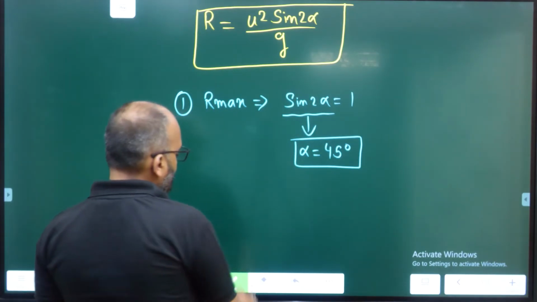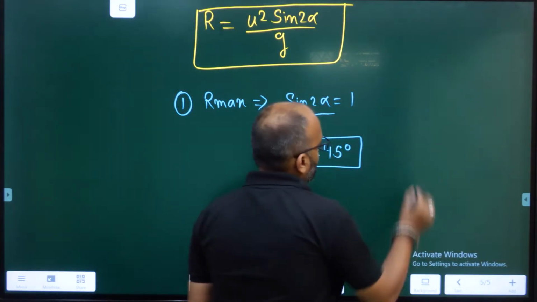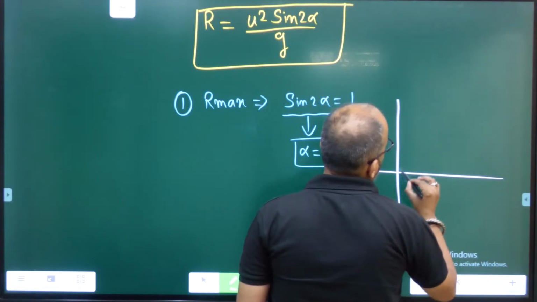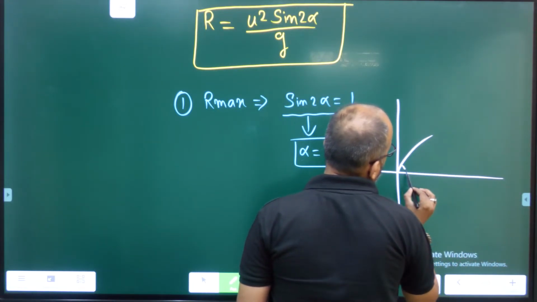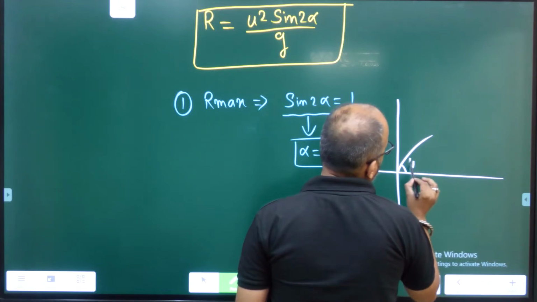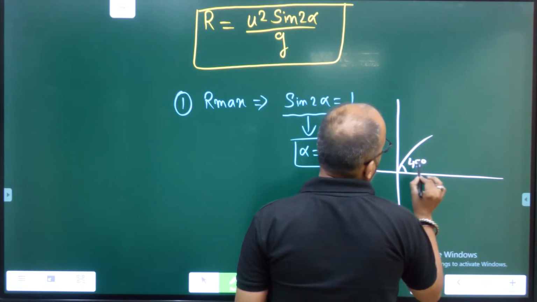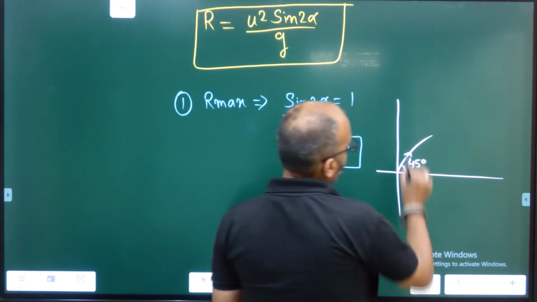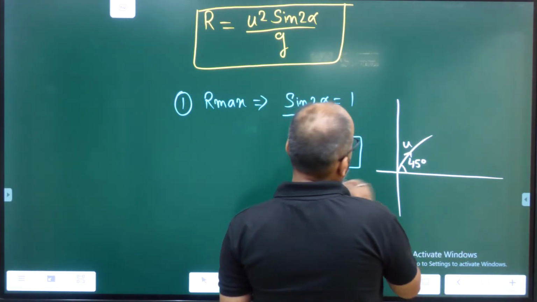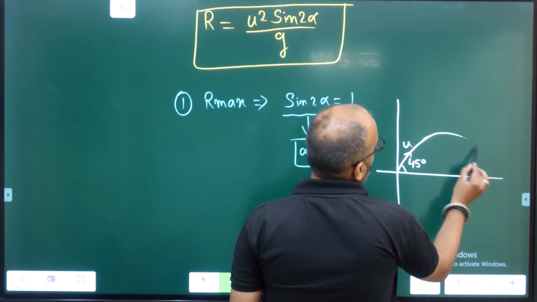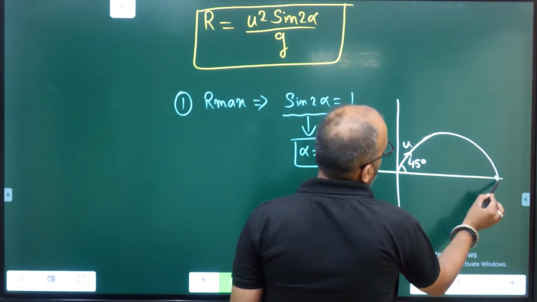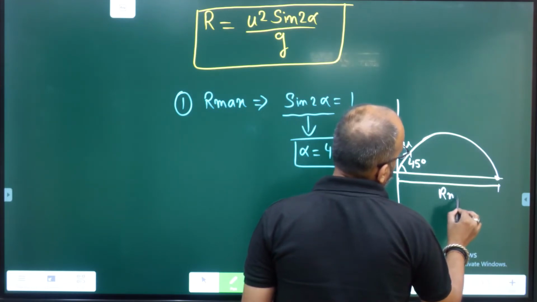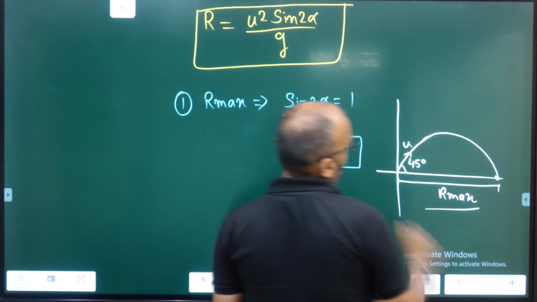So when alpha is equal to 45, that means if you are projecting a particle with an angle of 45 degree from the horizontal, then it will go to the maximum horizontal distance. It will cover the maximum range. Understood?